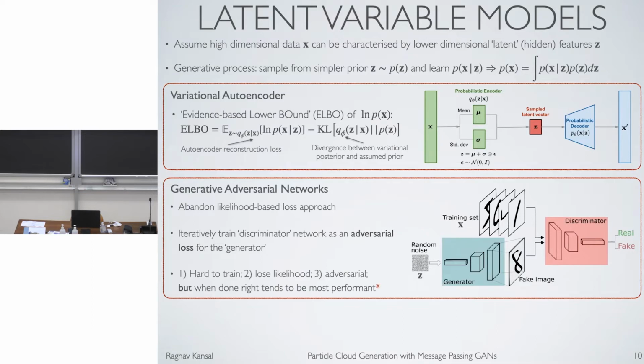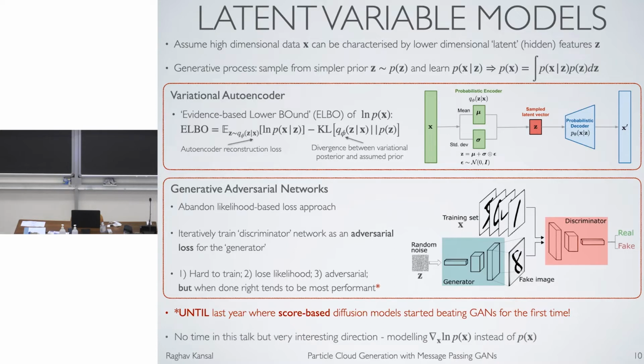And so, the GANs tend to be quite hard to train because there's an adversarial process, and it's hard to find a stable point between them, and we lose access to the likelihood. But when they're trained correctly, they tend to be the most performant, at least in computer vision tasks, like generating images and so forth. Or at least this was the case until last year, where score-based diffusion models actually started beating GANs for the first time. So I don't have time in this talk, but again, it's a very interesting direction which we can discuss afterwards.